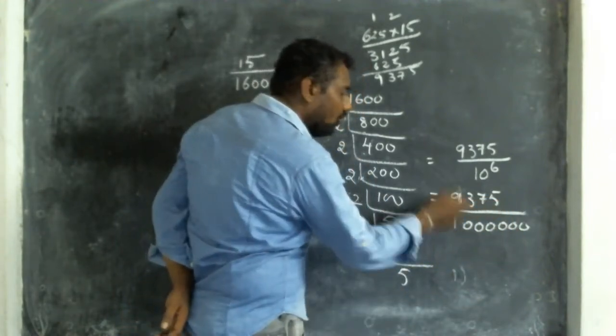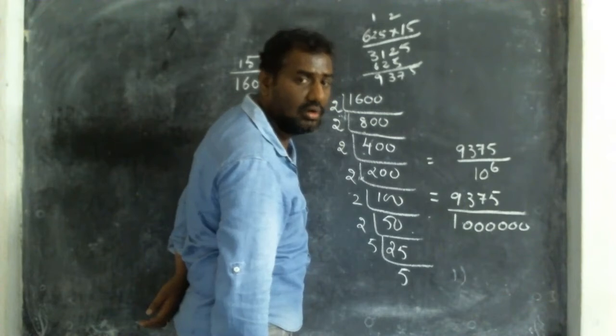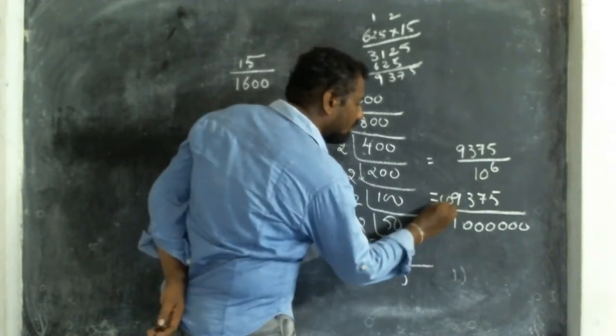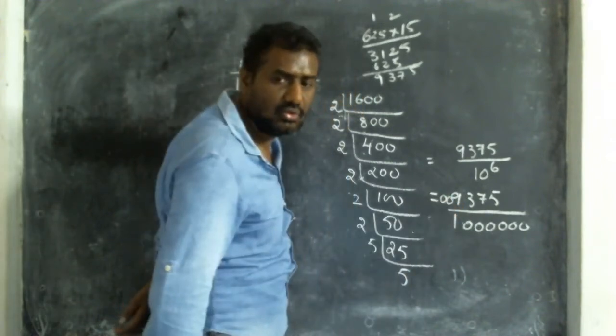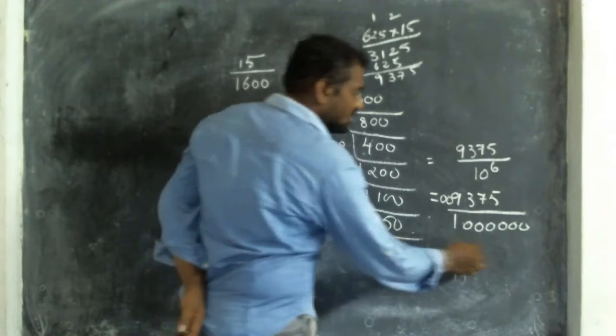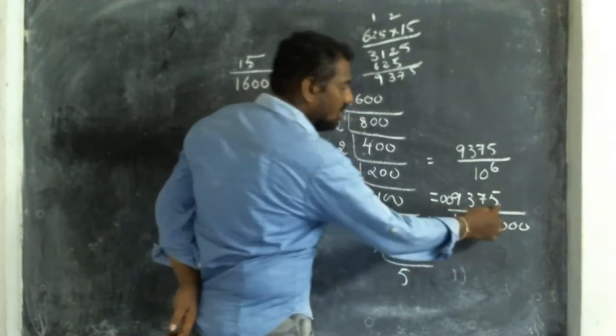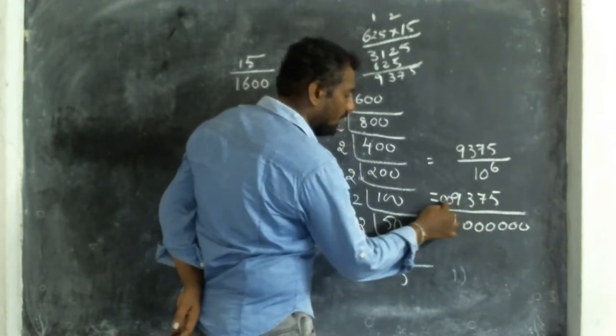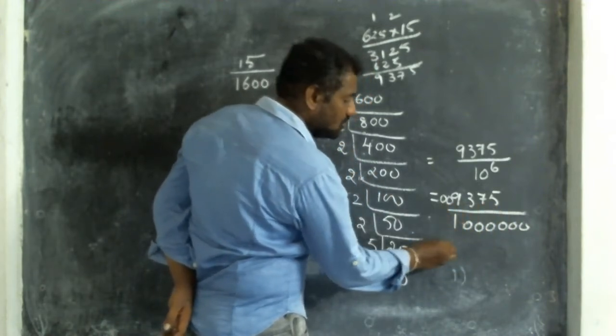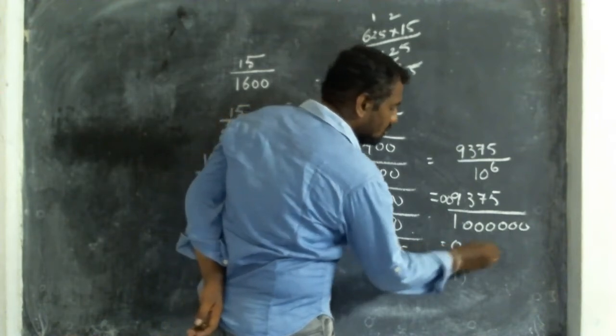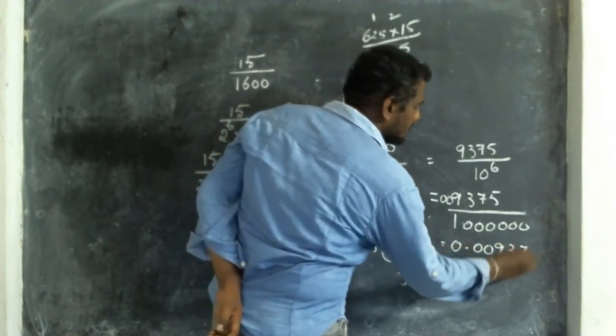1, 2, 3, 4 are there. Still I want 2 more numbers. I'll put 2 zeros in front of the number. Now 6 zeros, 6 values are there. 1, 2, 3, 4, 5, 6. Before that you put 0. 0.009375.